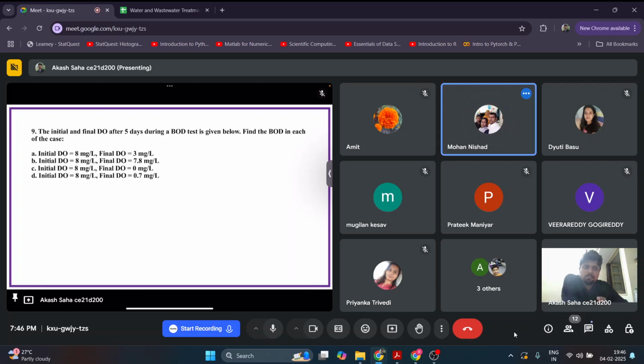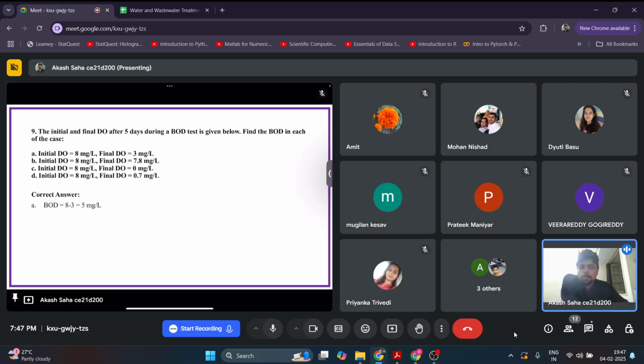5. Directly 8 minus 3, so initial DO minus final DO. So 8 minus 3 is 5. That is very okay. Good. So the first value is 5. What about the next one? What is the answer for the second?